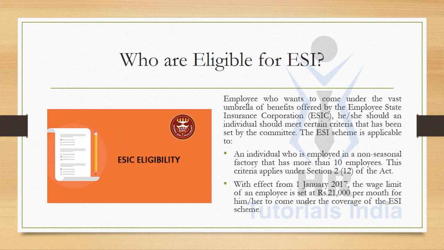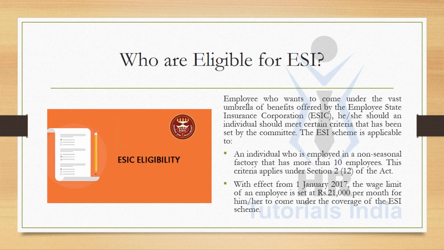With effect from 1st January 2017, a wage limit of an employee is set at 21,000 per month for him or her to come under coverage of ESI scheme. To know the eligibility of the employees who comes under ESI, he or she should be an employee of a non-seasonal factory or a shop, an establishment where the employee strength is more than 10.